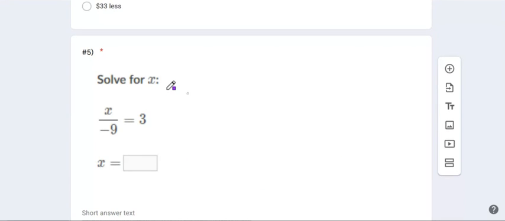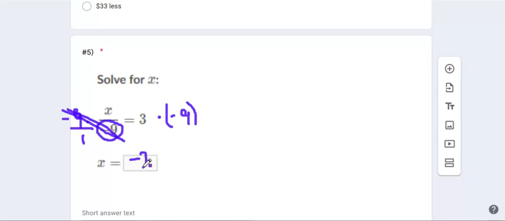Okay, number 5, solve for x. So x divided by negative 9. How do I undo division? By multiplication, right? So I multiply both sides of the equation by that number in the denominator. I'm going to multiply the left side by negative 9 and the right side by negative 9. These negative 9s would simplify since I have a negative 9 in the top and in the bottom. So I'm left with x equals 3 times negative 9, and that would be negative 27.